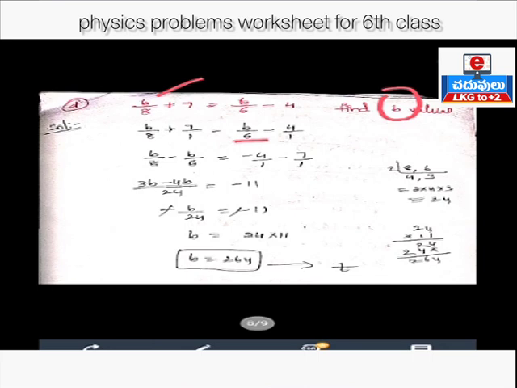Now I can transpose b terms to LHS. B by 8 I can write here as it is, here b by 6. So minus b by 6 is equal to minus 4 by 1. I can write here as it is. This plus 7 by 1 transposing from LHS to RHS converts to minus 7 by 1. Now these are b terms. What are the denominators? 8 and 6. So what is the LCM of denominators? We can get here 24. I can write here 24.